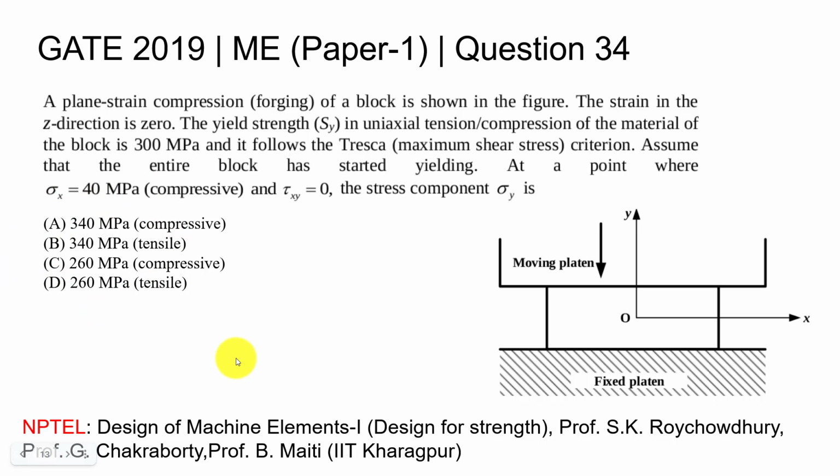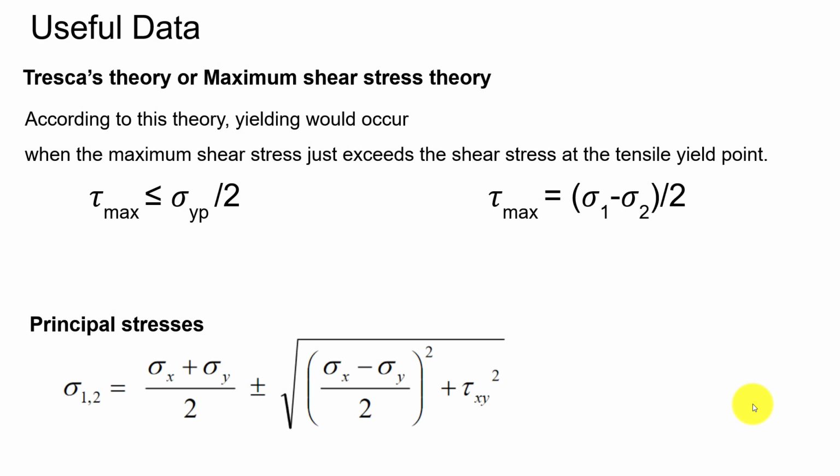So before going into the problem, you can check out more detail about Tresca's criteria and all other failure theories in Design of Machine Elements 1 NPTEL course. In that particularly you can check Design for Strength section by Professor S.K. Roy Chaudhary, G. Chakraborty and B. Maiti from IIT Kharagpur. So before proceeding to the problem, these are some of the useful information.